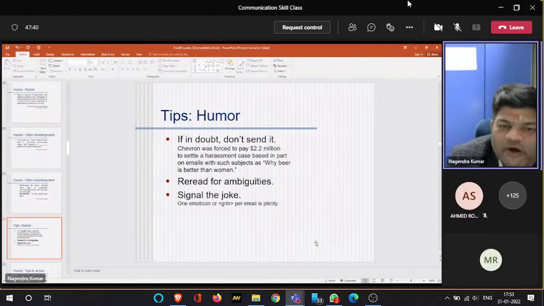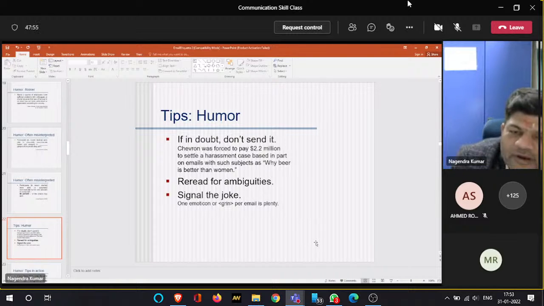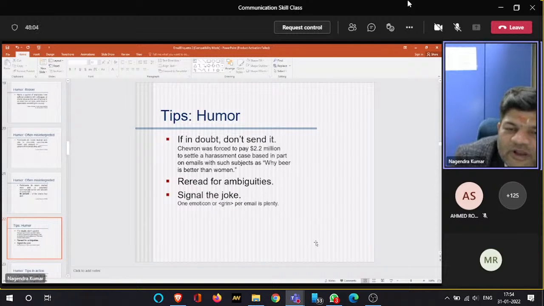Well, if in doubt, don't send it. Chevron was forced to pay 2.2 million to settle a harassment case based in part on emails with such subjects as why beer is better than women. Look at it. If the subject line is like this, even if you have written something else, you can be sued in the court of law and you will end up paying your lifetime earning to settle that. So always reread for ambiguities. If there are chances of getting misunderstood, don't use that kind of tagline.